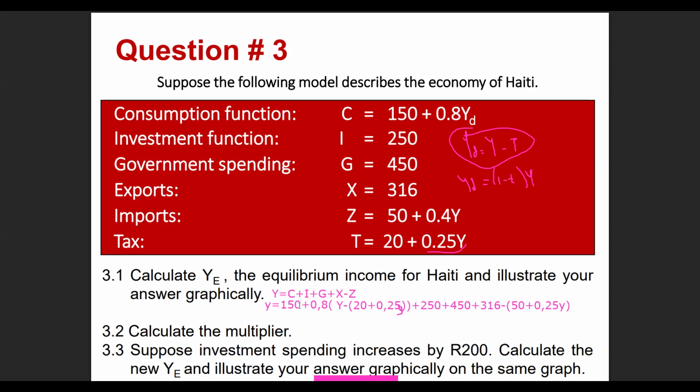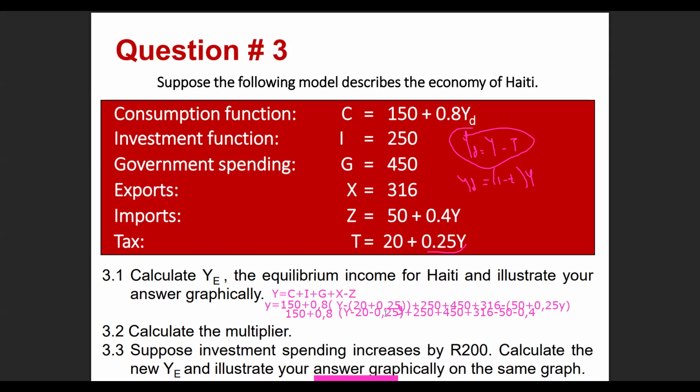So first, let me just start with the bracket first. 150 plus 0.8, open the bracket, you're going to have Y, minus 20, minus 0.25Y, close your bracket, then plus 250 plus 450 plus 316 minus 50 minus 0.4Y. Right, that's what you have.